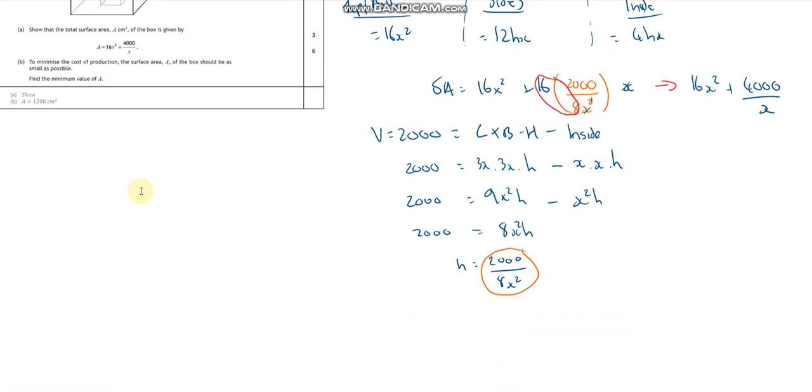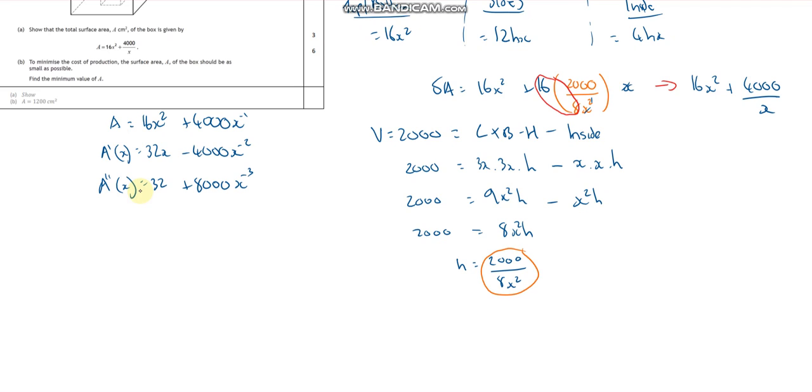The next bit, this is the good bit. We are just going to go and do some differentiation. So we'll start off by saying A is 16x squared plus 4000 over x. So this is our differentiating. We'll differentiate twice as well. I've rewritten it: A dashed x is 32x take away 4000x to the negative 2. A double dashed is 32 plus 8000x to the negative 3.